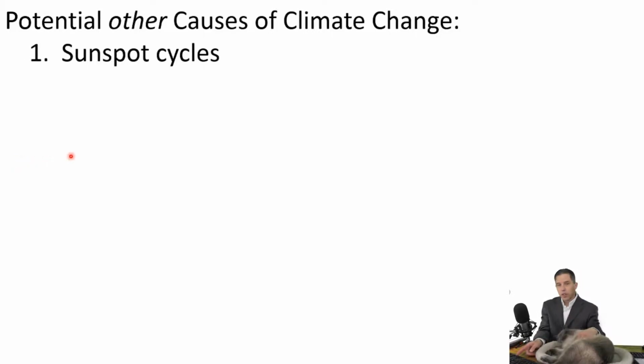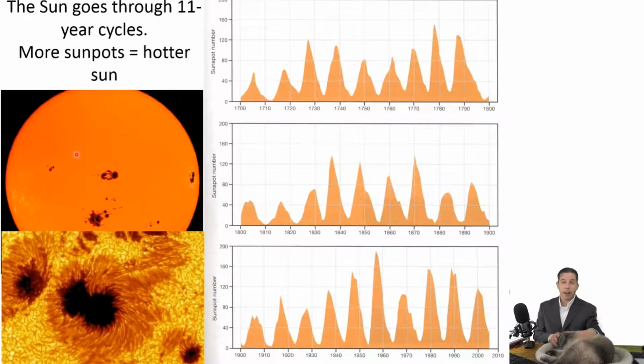So the sun, it turns out, is not at a constant luminosity. It goes through these 11-year cycles of sunspots. And the sun has these magnetic storms, and they're not very well understood. But what we do know is that the sun has these cycles of 11 years where it goes through periods of more sunspots and then periods of less sunspots.